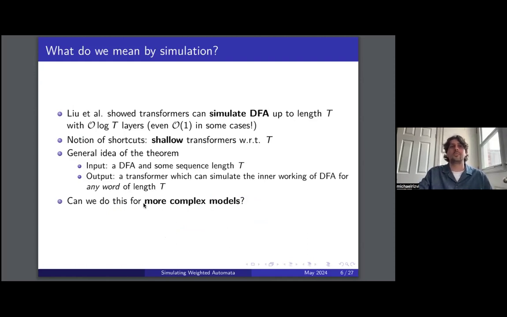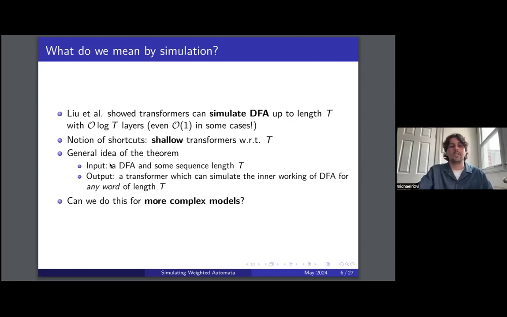showed this not only in terms of the fact that we can simulate, but also in terms of shortcuts. They showed that for a sequence of length t, because transformers have a fixed context window and aren't recurrent models, if you fix some maximal sequence length t, we can simulate any DFA with a logarithmic number of layers in the length of the sequence, and even O(1), so a constant number of layers, in some cases. This is the whole idea of shortcuts that they present, which is that the transformer that can do the simulation is shallow with respect to the maximal sequence length. I'll go more in depth about these ideas after, in terms of how they relate to our work.